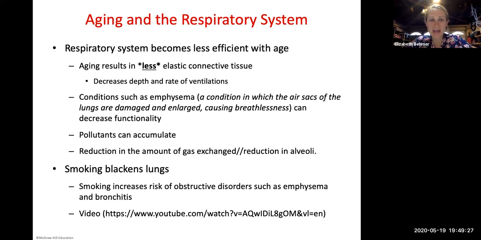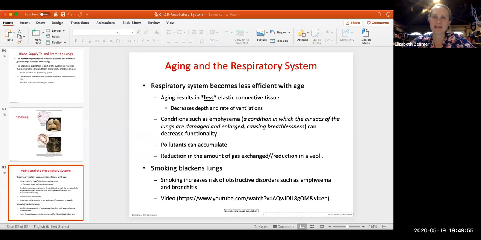Pollutants can accumulate as we age, so this just happens naturally. You can be the healthiest person, but if you live in an area with high pollution, pollutants could just accumulate in your lungs. Your alveoli could be reduced, which would cause a reduction in the amount of gas exchange. And smoking blackens your lungs, and it greatly increases your risk of obstructive disorders such as emphysema and also bronchitis. And we will stop there.